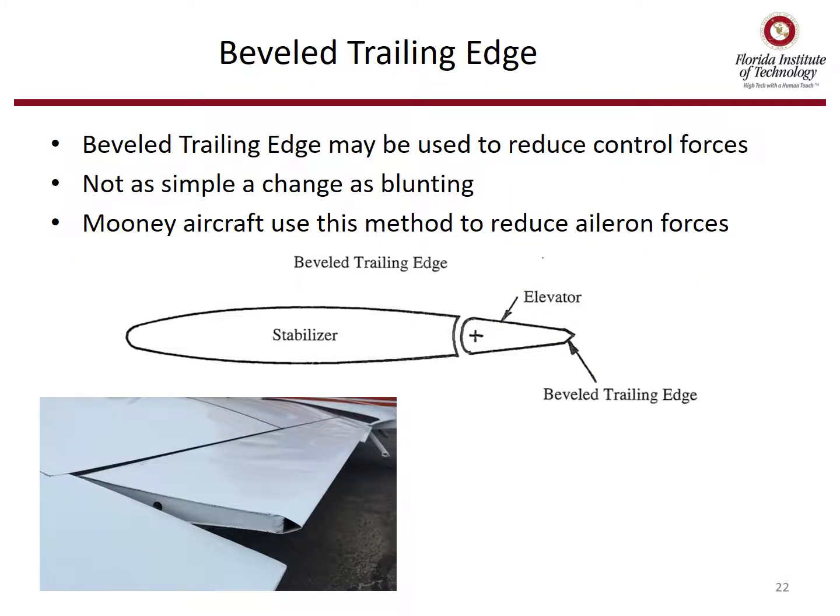The beveled trailing edge may be used to reduce control forces. It's not as simple a change as blunting, but it's used, and the Mooney aircraft uses this method to reduce aileron forces.